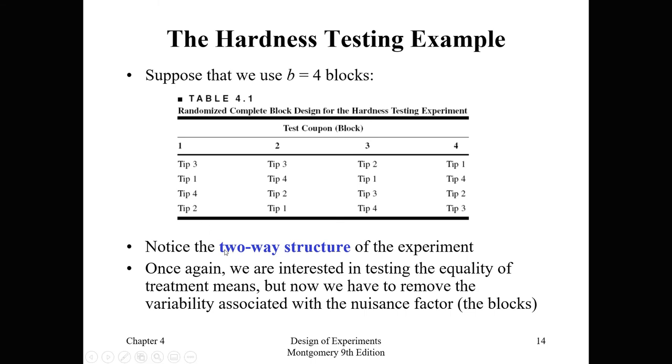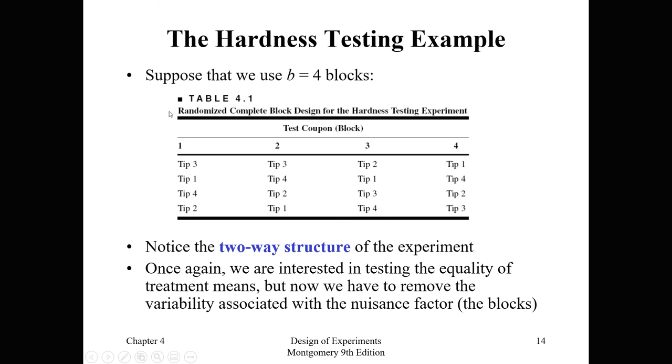One other thing we should note here is the two-way structure of the experiment. So we've now got 2 variables that we're interested in how they affect the dependent variable. We've got the coupons and we've got the tips. Now the coupons are a blocking factor, but they're still a variable whose effect on the dependent variable we're interested in. In this case, we're only interested so that we can remove that variability when we're studying the relationship between the tip and the dependent variable, but it is still something that we're studying, and that makes this a two-way structure.